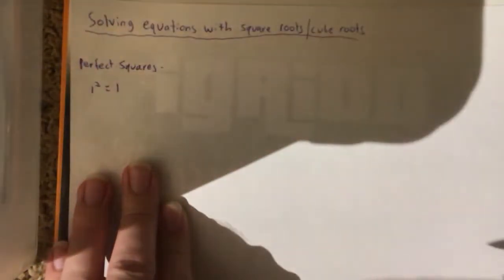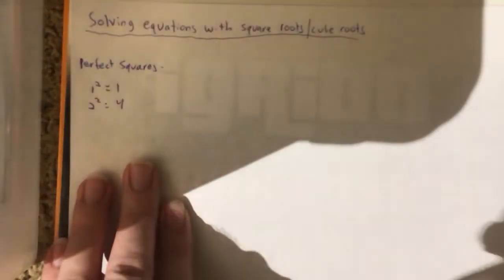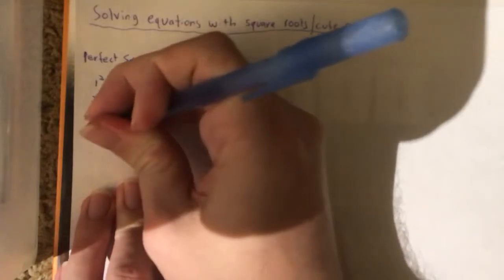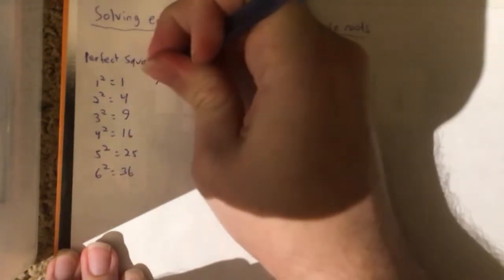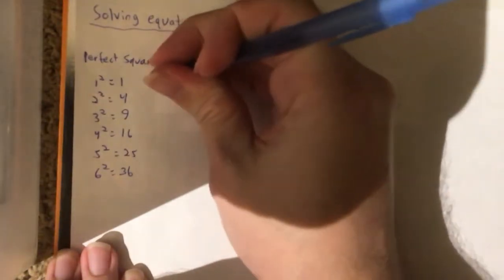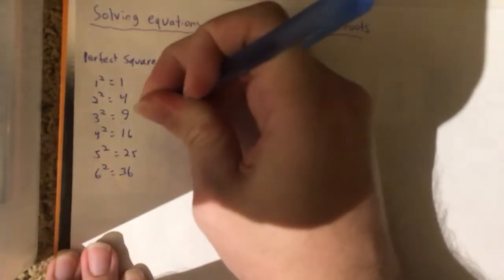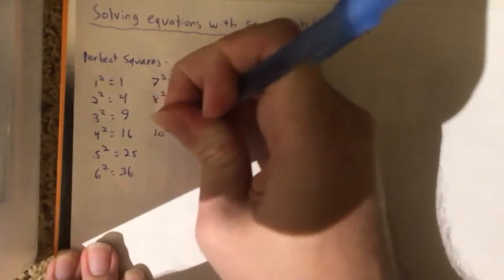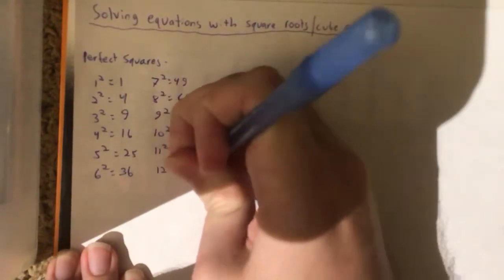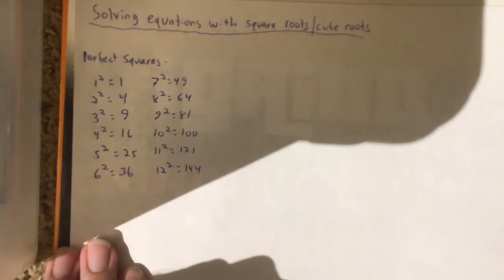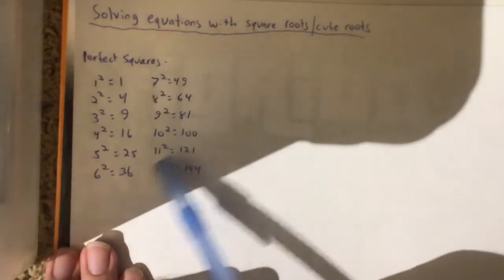So 1 is a perfect square because 1 times 1 is 1. 4 is a perfect square because 2 times 2 equals 4. And we'll just go up to 12 with the squaring of the numbers. 3 squared is 9, 4 squared is 16, 5 squared is 25, 6 squared is 36, 7 squared is 49, 8 squared is 64, 9 squared is 81, 10 squared is 100, 11 squared is 121, and 12 squared is 144. And you can keep going, up to 20, up to whatever number. But if you know up to 12, you'll be in good shape.